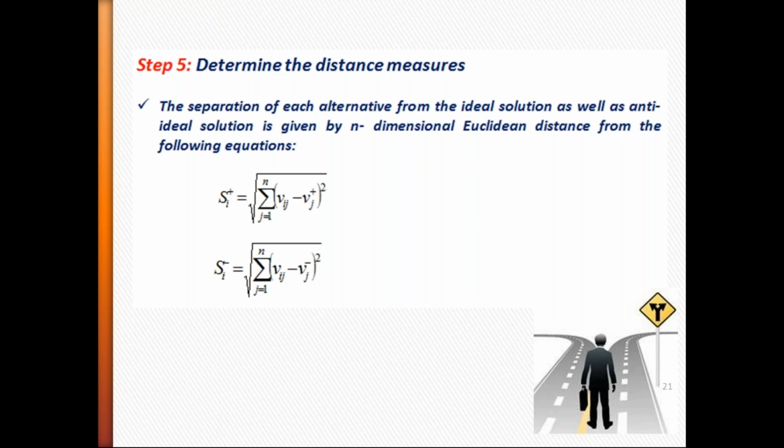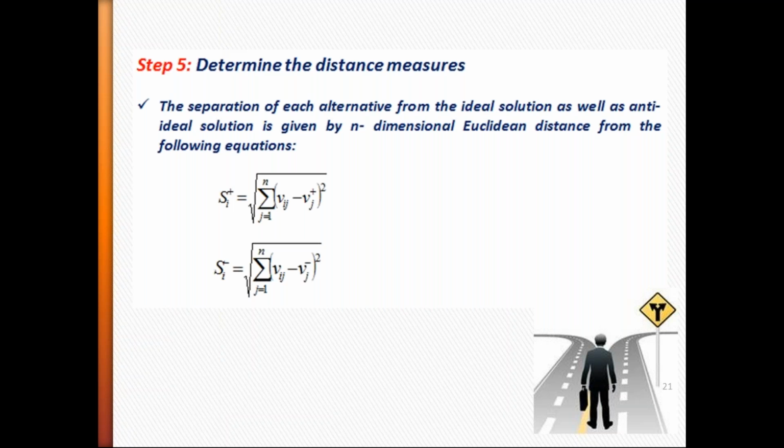So in n-dimensional space, each alternative, not only the candidate alternatives but also A plus and A minus, the ideal alternative and anti-ideal alternative, you imagine as a point with n coordinates, and the values are nothing but the corresponding weighted normalized values. So by using the concept or equation of Euclidean distance, you can determine these two separation distance measures.